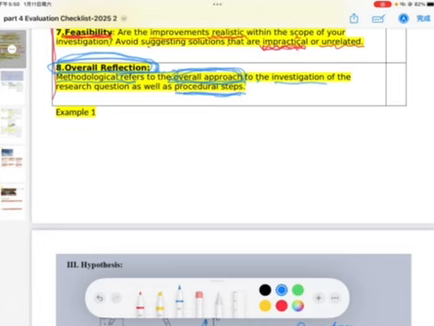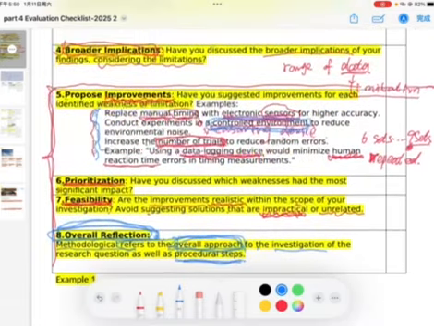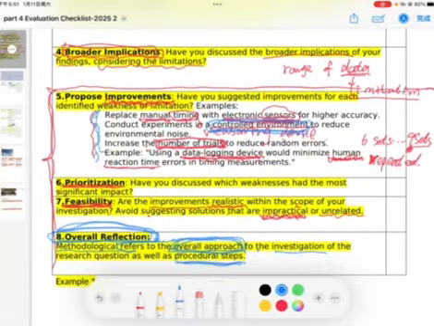Okay, we're going to stop here in this video, and I hope that this whole set of videos will provide you some helpful guidelines to write your IA report.